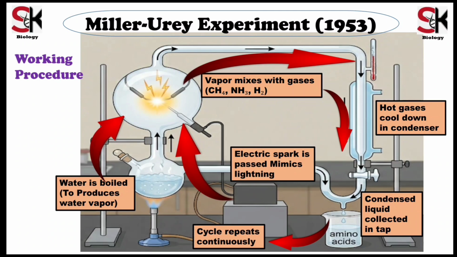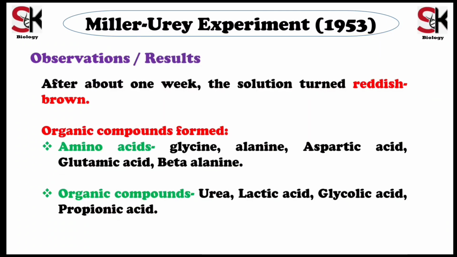After about 1 week, scientists observed the results. The solution turned reddish brown, indicating the formation of new substances. Analysis of that solution showed that it contains amino acids like glycine, alanine, aspartic acid, and glutamic acid. Along with amino acids, some other organic compounds like urea, lactic acid, glycolic acid, and propionic acid were also present. These are very important because amino acids are the building blocks of proteins, which are essential for life.